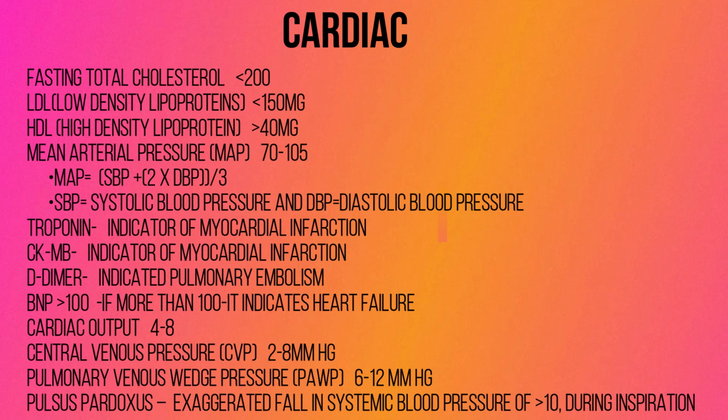MAP equals the systolic blood pressure plus 2 times the diastolic blood pressure, and all that divided by 3. This is used in critical patients if they're very hypotensive. A lot of times they'll tell you to just focus on the MAP and keep it above, let's say, 65.